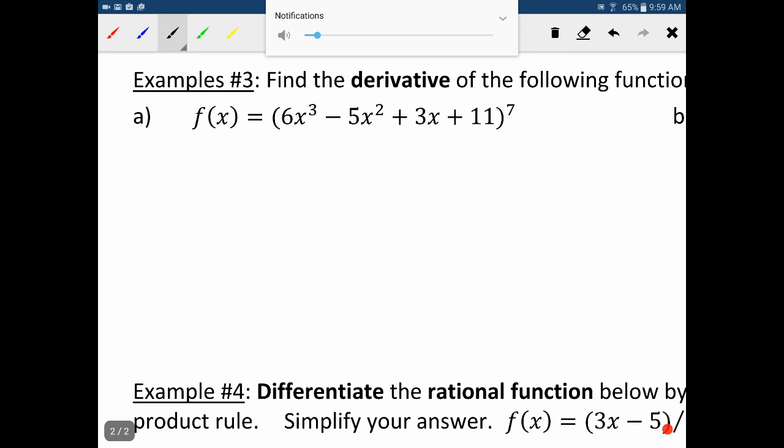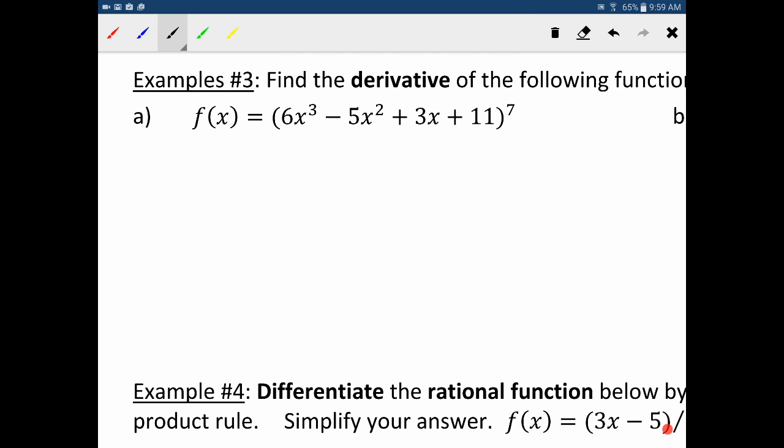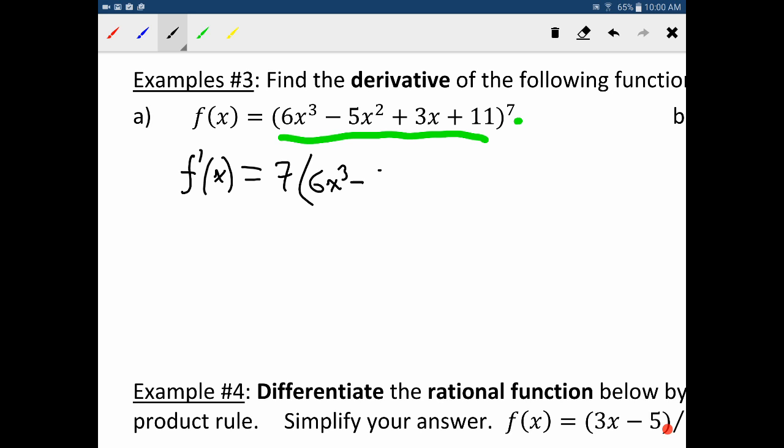So our first one we have here, you can see, is we've got this whole polynomial all raised to the power of 7. So what we're going to do is treat this whole thing, just leave it how it is. We're going to take the 7 here, write it out front, and multiply it by 6x cubed minus 5x squared plus 3x plus 11.